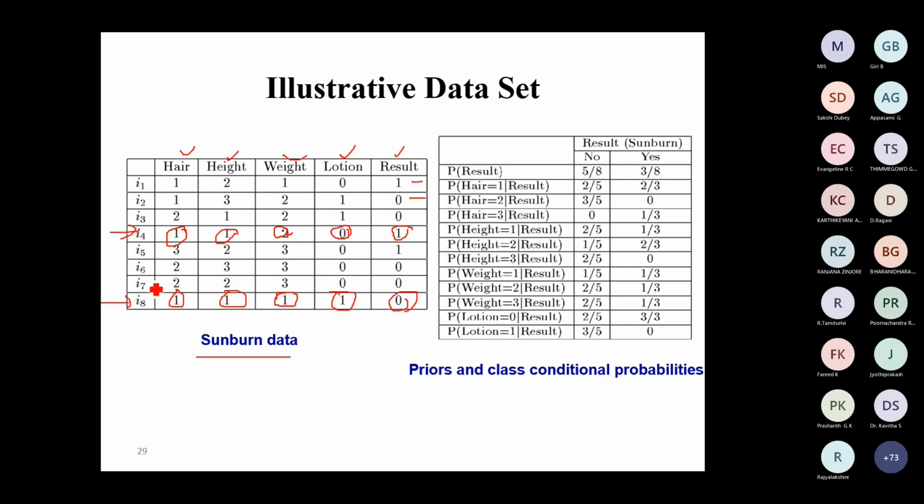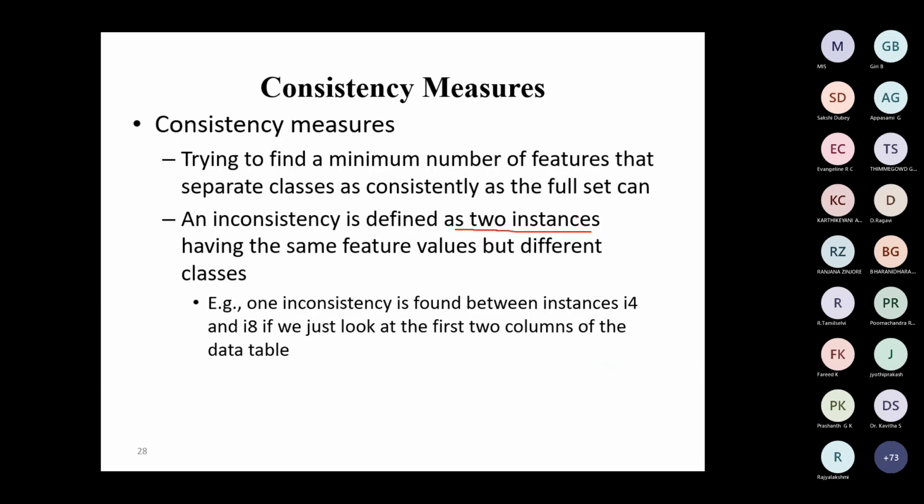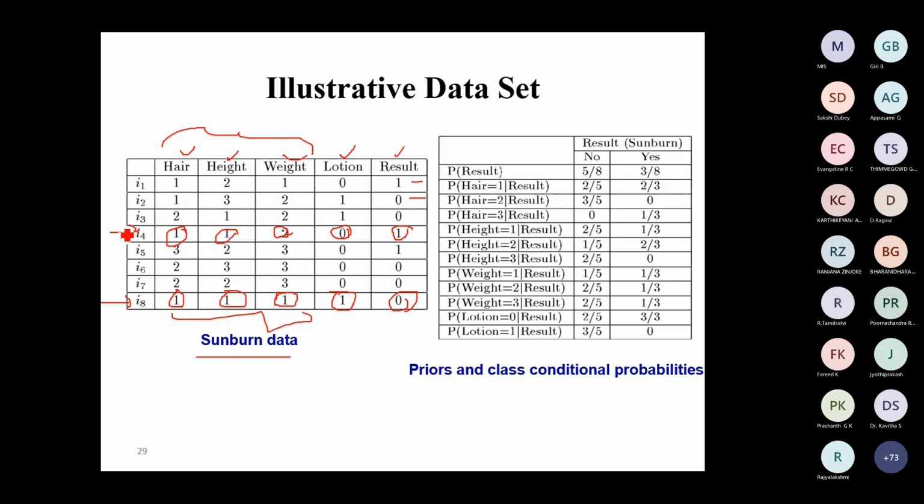So if we take I4 and I8, the first 3 attributes are the same, and in the lotion alone there is a variation. It leads to a different result. So this is called an inconsistency. To identify an inconsistency, it will check between two instances. The two instances here are I4 and I8. So the inconsistency measure will check for inconsistency or consistency between two instances and compare the features to identify the best subset of features. That is what it does.